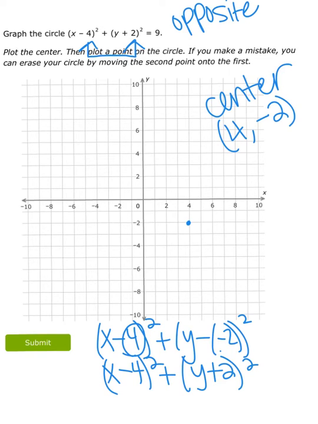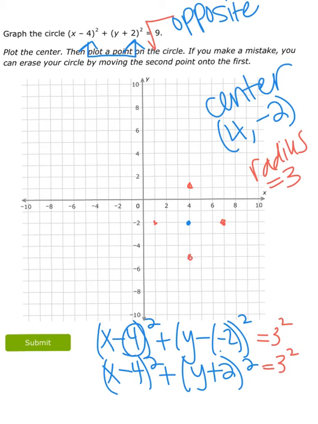Now for the radius. Take the square root of 9, and the square root of 9 is 3, so now my radius would have to be 3. This would equal 3 squared, which would be 9, so I would go over 3 units for my radius, and it would pop up a nice pretty circle, just like that. Let's move on to the next example.